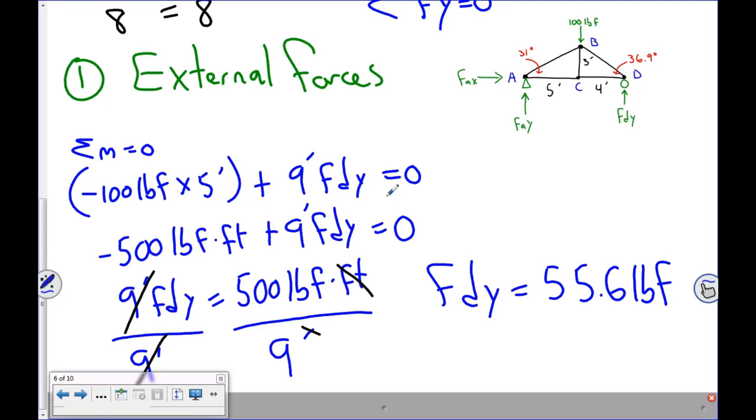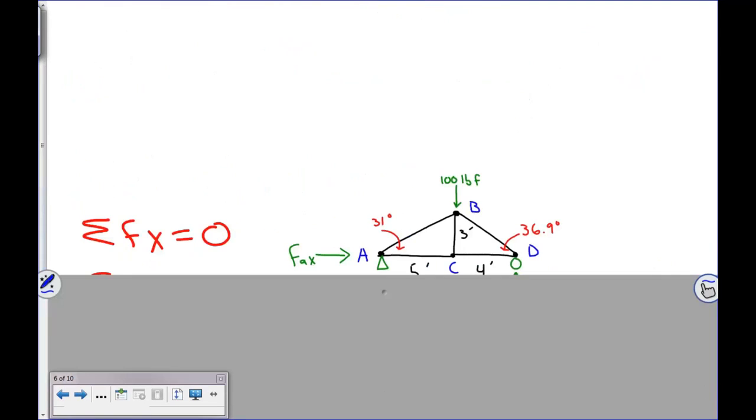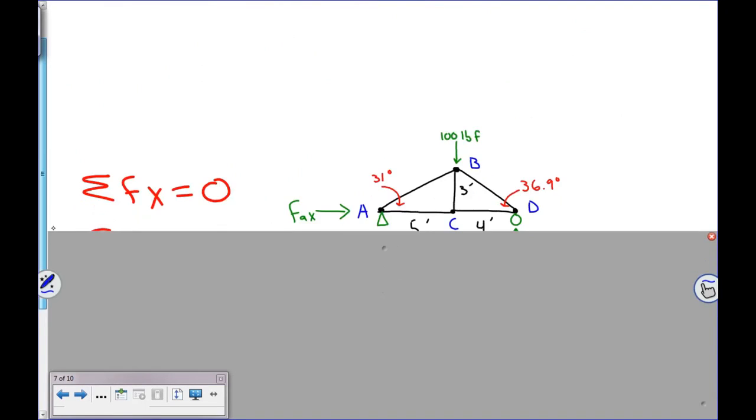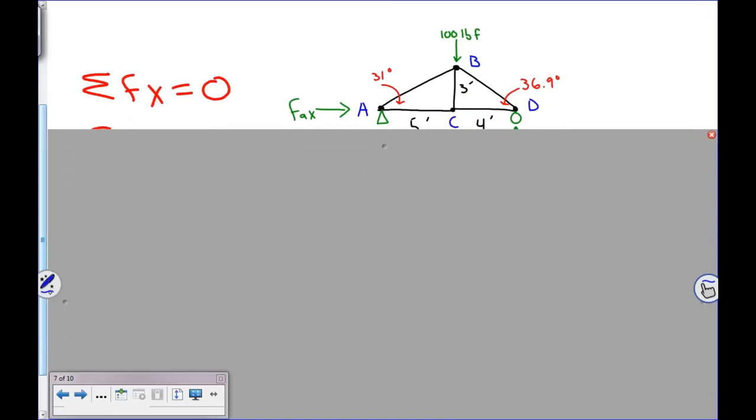Okay, what's the next step? Remember we had 3 steps? Sum of the moments is 0. Now what? Yeah, it doesn't matter really the order. F of x or F of y. Okay, same picture, nothing's changed. Sum of the forces in the x direction equals 0. My eyeballs only see what right now? X. I only care about x forces.